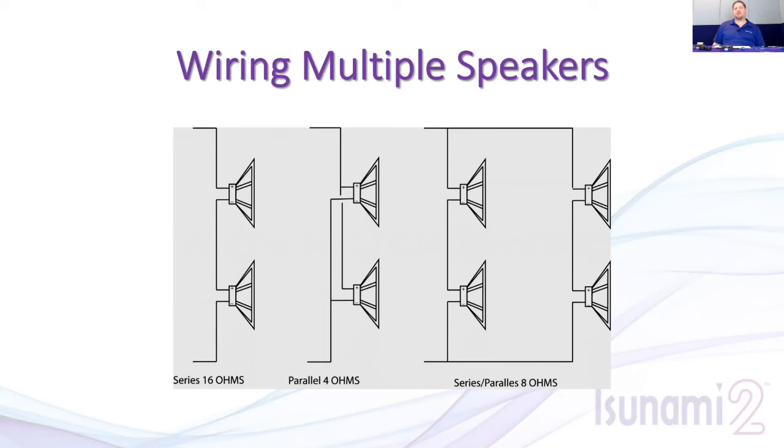The other alternative, as I show there, is parallel, and that's where you're going to get the 4 ohm load. That's basically where the positive wire from the decoder goes to both positives on each speaker, and then the negatives for the 2 speakers go back to the negative, rather than doing them in series in a daisy chain.